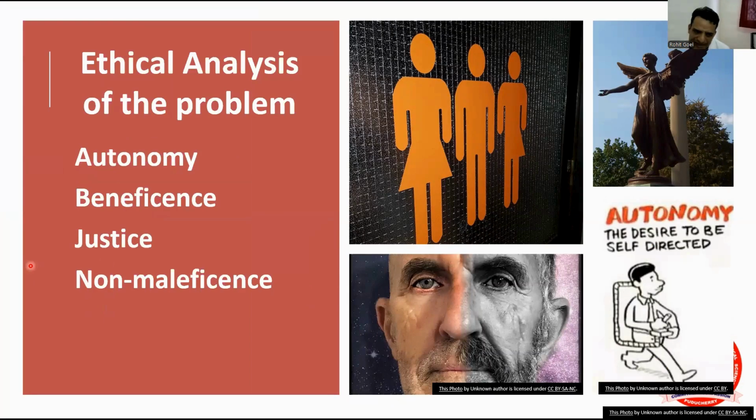Now let's apply medical ethics principles on this particular problem of error disclosure. There are four principles of medical ethics. First, autonomy. From the autonomy perspective, patients have the right over their own body. Thus, patients have the right to know about errors affecting their health.